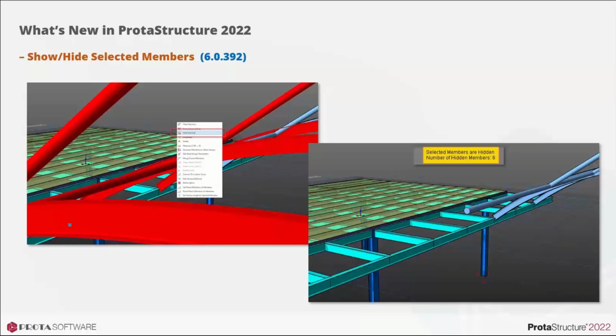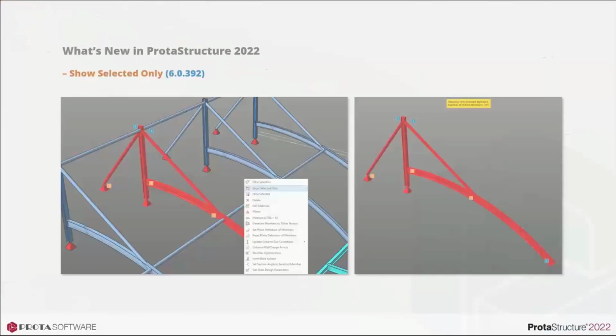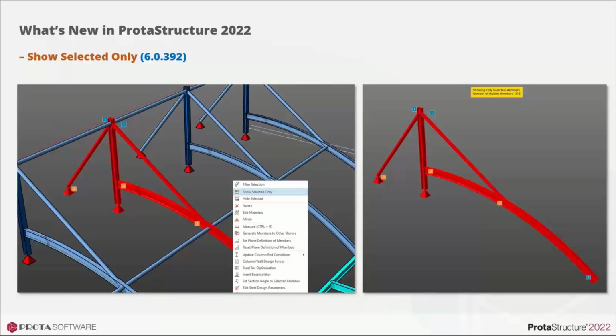So to help with this, we introduced the show hide selected members functionality. All you have to do is select the members that you want to show or hide, and right click and run the command. That's all. And also a similar functionality is the show selected only functionality. This is the opposite of the previous one. So you select the members and you just show the selected members.